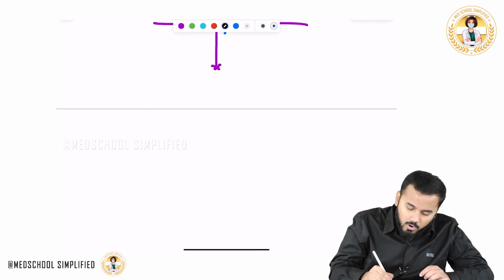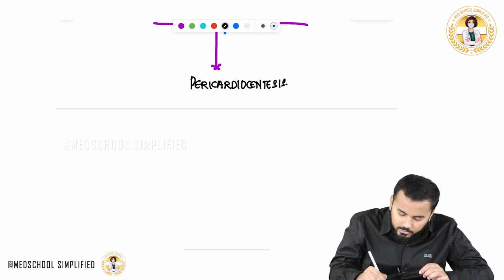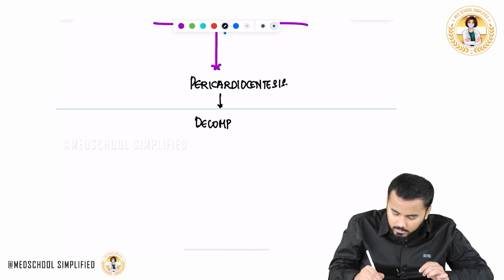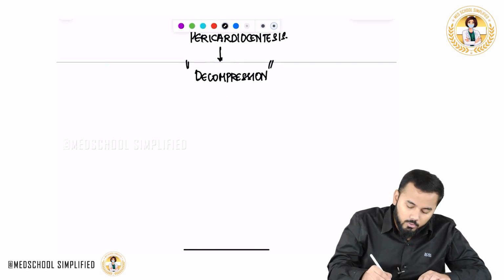That procedure you call pericardiocentesis. What is that procedure called? You call that procedure pericardiocentesis. Because of this pericardiocentesis, you are decompressing the heart. You are doing decompression of the heart.